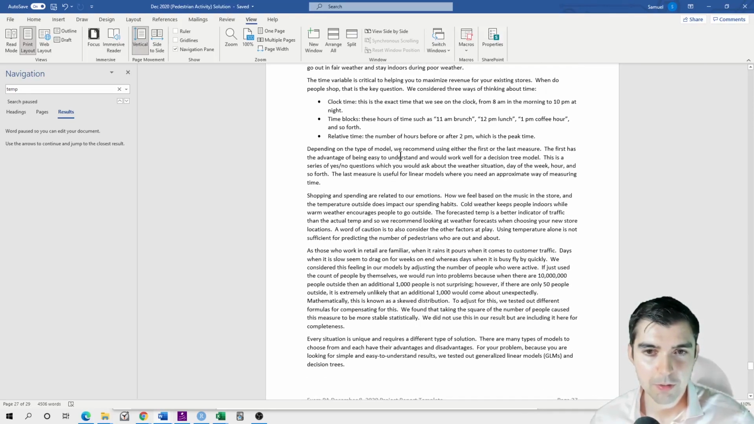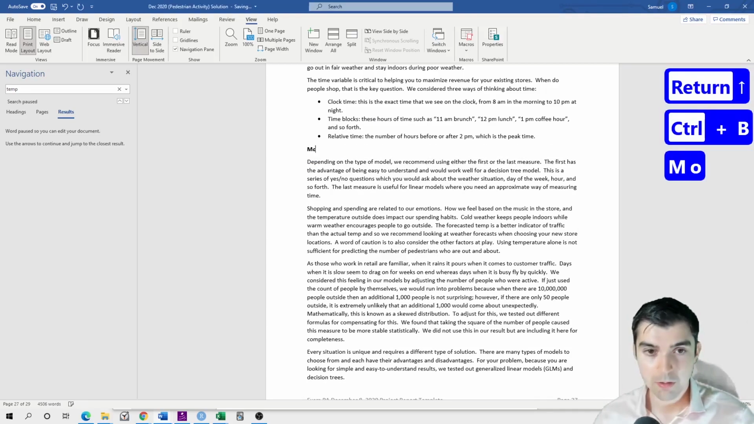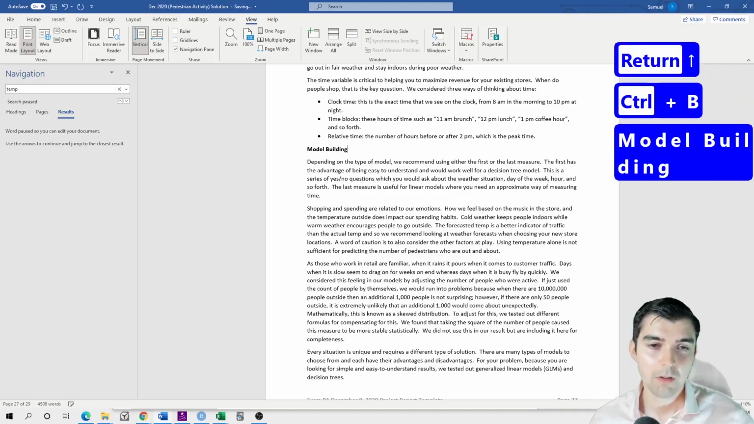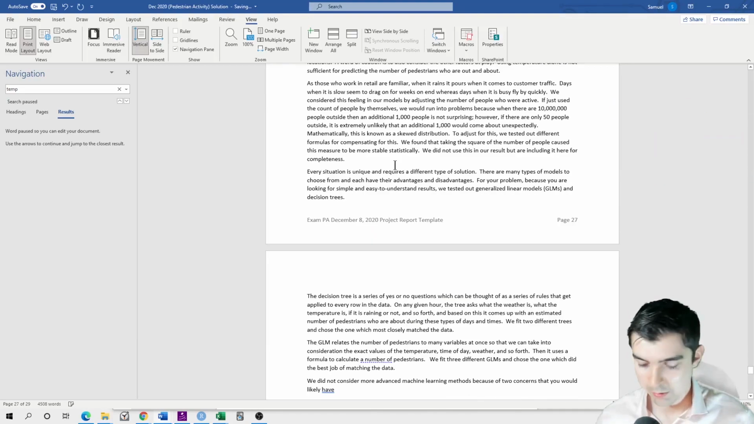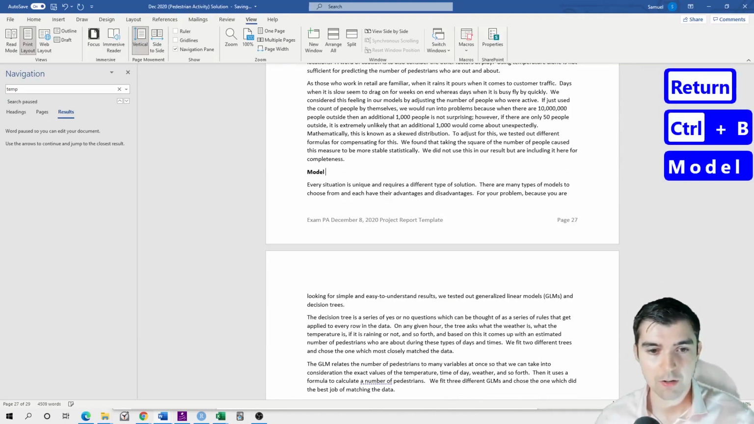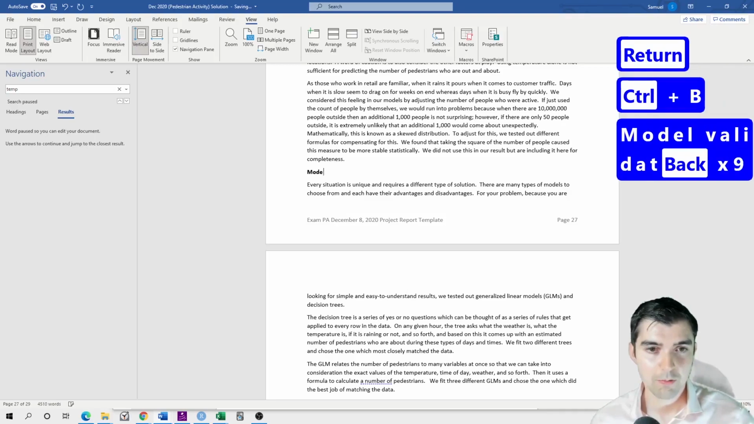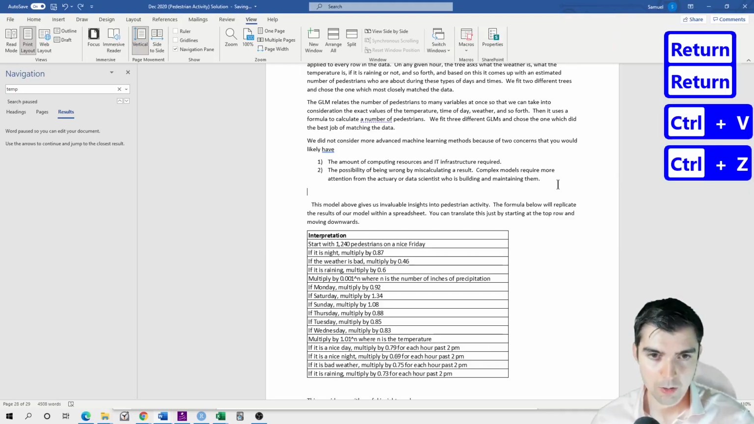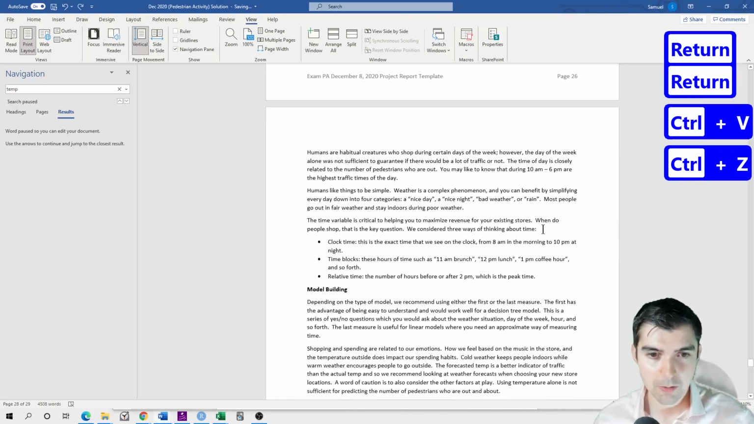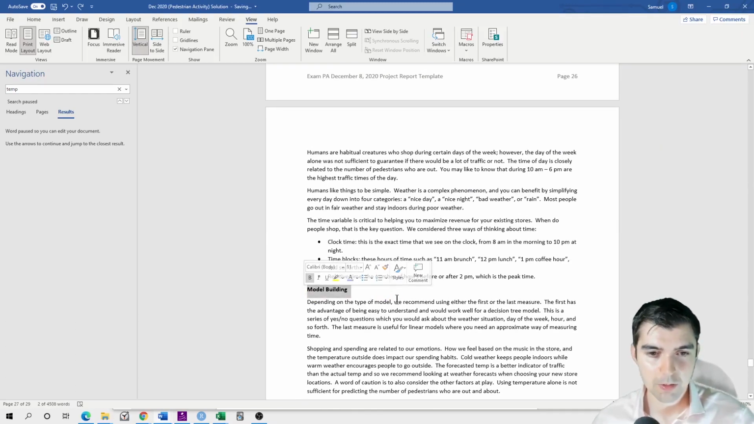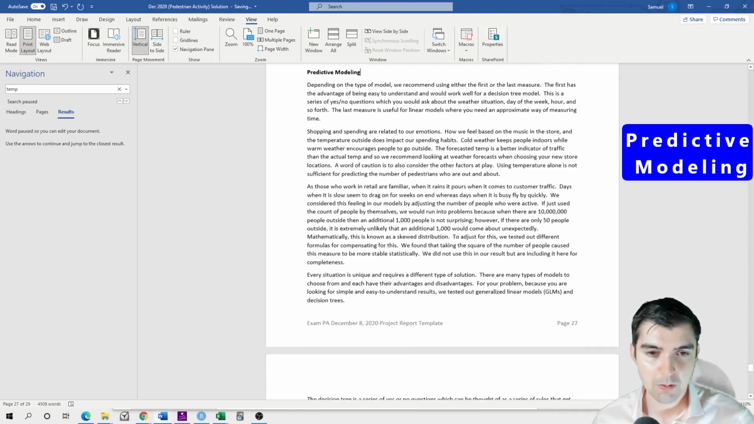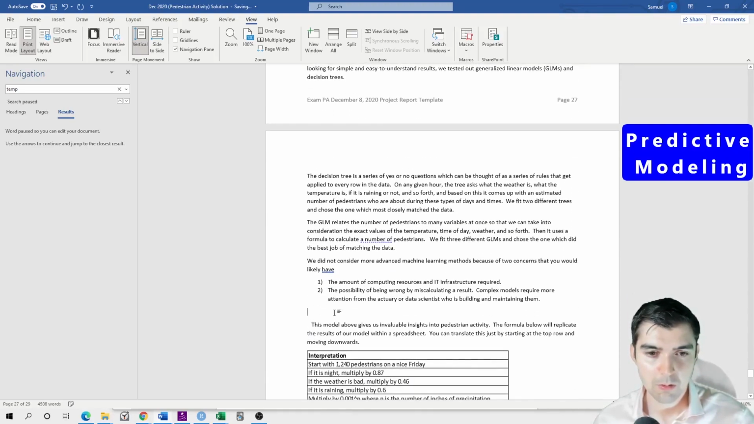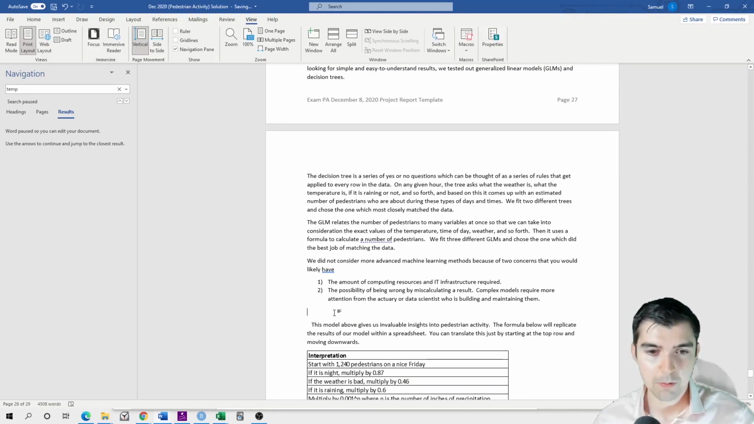depending on the time. And then we talk about the different types of models. So this is where we talk about model building. So we have data exploration, model building, and then this would be model validation. Now this is still model building. Actually, let's make this even simpler. Let's just call this predictive modeling. And then, results.